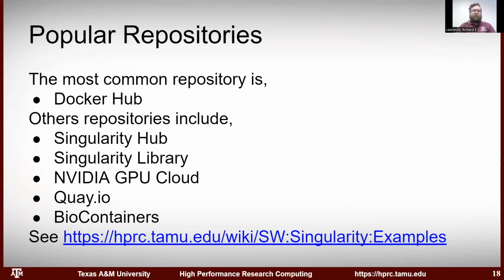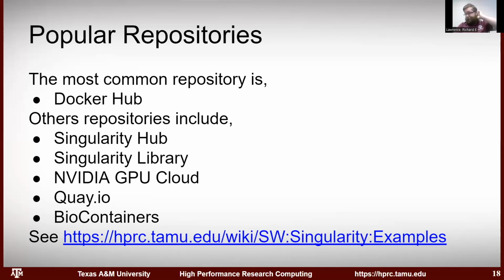So the most common repository is named Docker Hub. Docker Hub is a free-to-use platform where anybody can create images and share them. Of course, the images are in the Docker container file format. There are other repositories. The Singularity repositories are generally not as useful because people don't typically develop specifically for Singularity. They may develop for multiple container runtimes, in which case you would want a more broadly applicable repository.